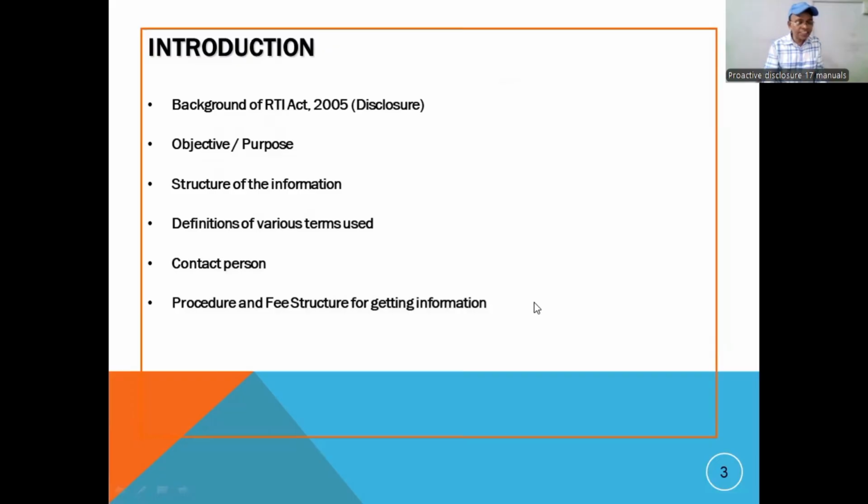Definition. In this RTA, there are various terms and pronunciations. Then the definition is there. What is the definition of information? What is the definition of public authority? What is the definition of the first appellate authority? Who is the nodal officer of this RTA? This is the definition, so that definition should be reflected at this point.